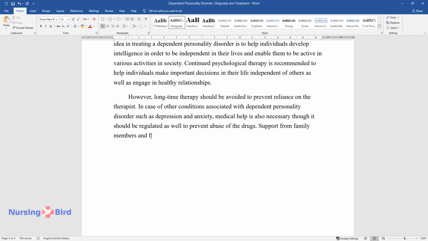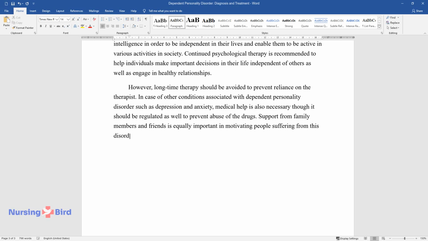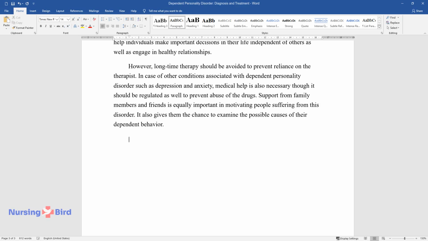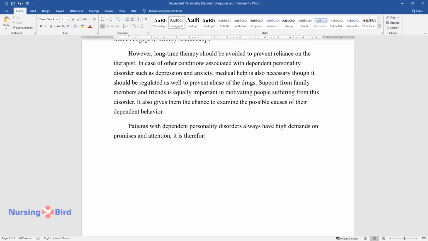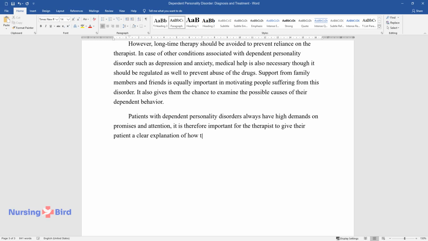Support from family members and friends is equally important in motivating people suffering from this disorder. It also gives them the chance to examine the possible causes of their dependent behavior. Patients with dependent personality disorders always have high demands on promises and attention. It is therefore important for the therapist to give their patient a clear explanation of how the treatment will be conducted and its progress as well.